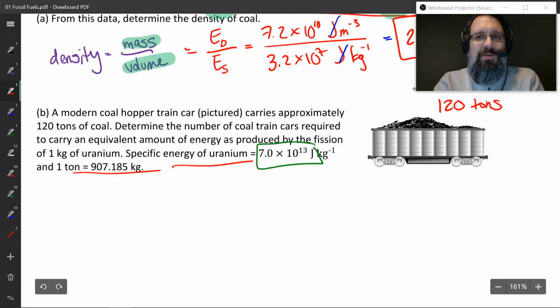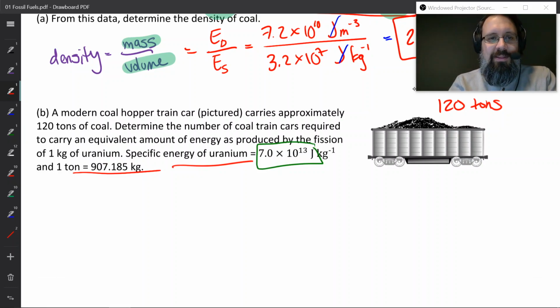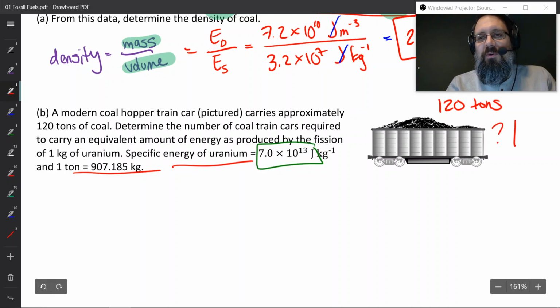Okay, so the first thing we want to do is figure out the mass of coal in one train. If one train is 120 tons, we want to figure out how many kilograms of coal we have. That's the first part of this problem.